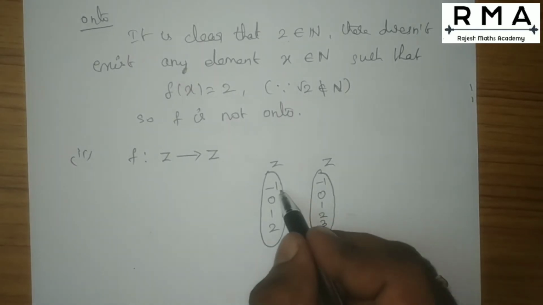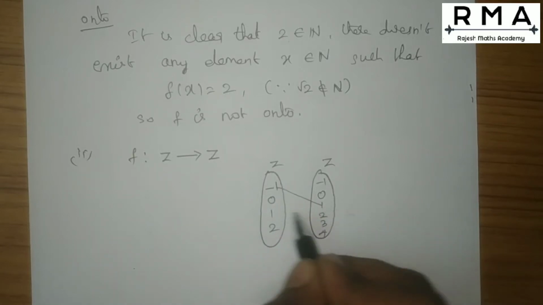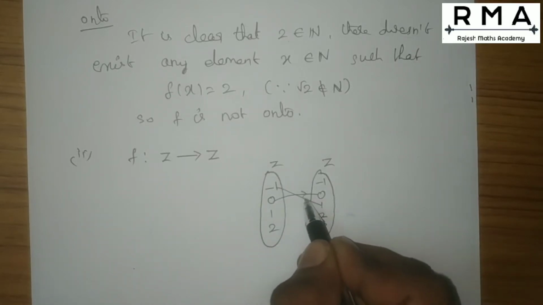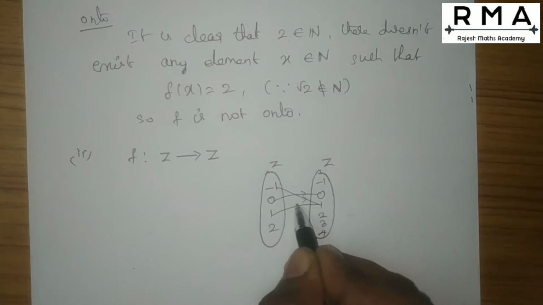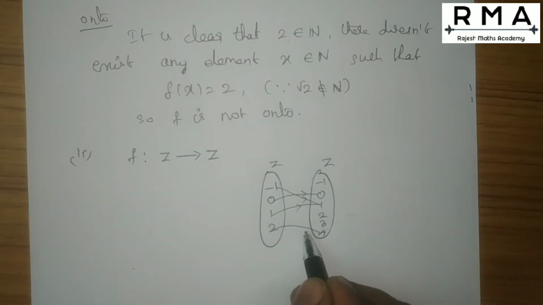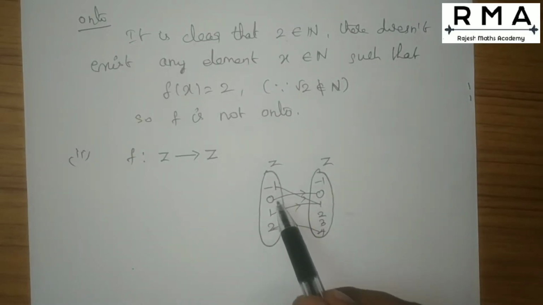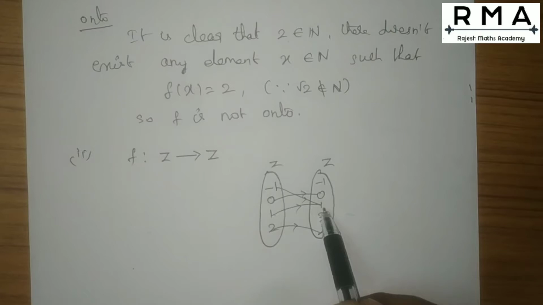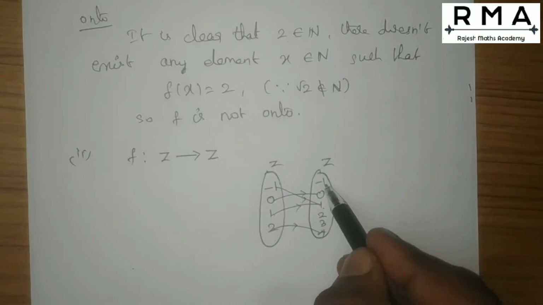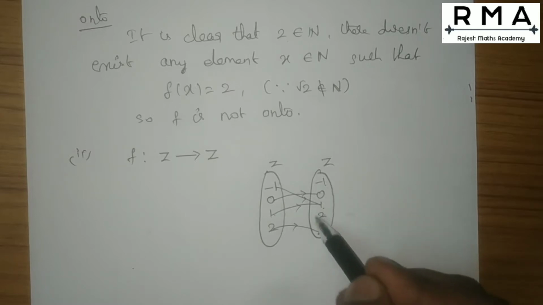So -1 is mapped with 1, 0 is mapped with 0, 1 is mapped with 1, 2 is mapped with 4. Is it one-one or not? Clearly we can say -1 and 1 have the same image, so it is not one-one. Similarly -1, 2, 3 are left unmapped. Clear? So it is not onto.